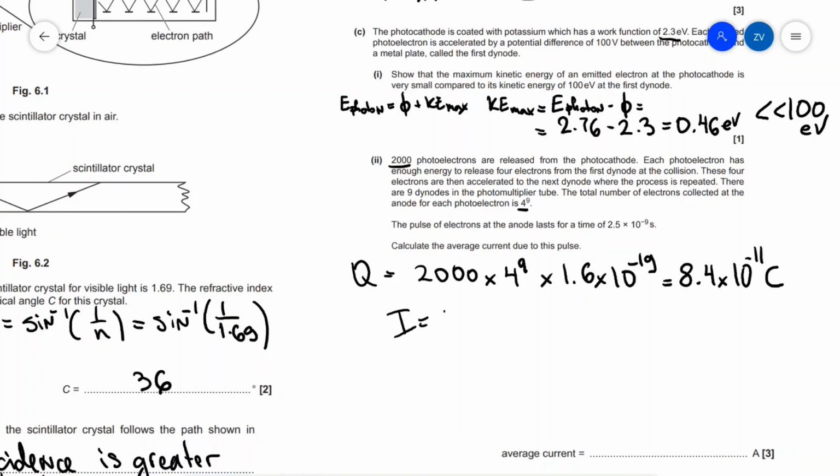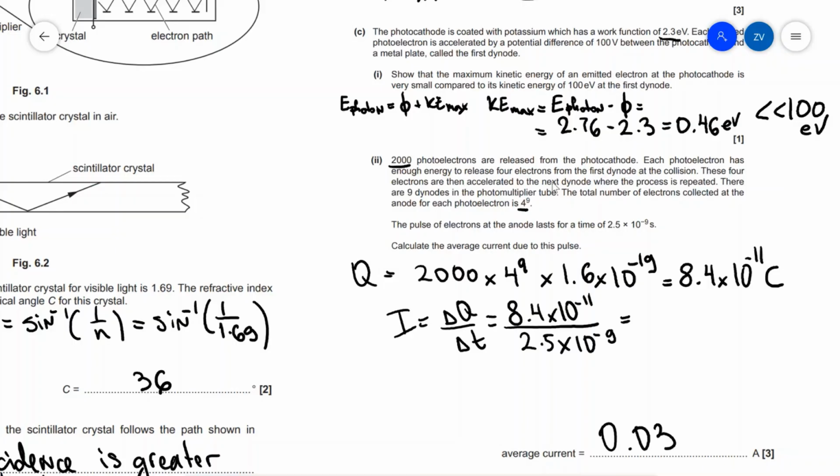Okay, if you wanted to calculate the average current, all we need to do is essentially use the formula for electric current, which is the rate of flow of charge. So our charge is going to be 8.4 times 10 to the power of minus 11, and we're going to divide that by the time for this electric pulse, which is 2.5 times 10 to the power of minus 9. And if we divide those two numbers, we are going to get 0.034 amps for the current.